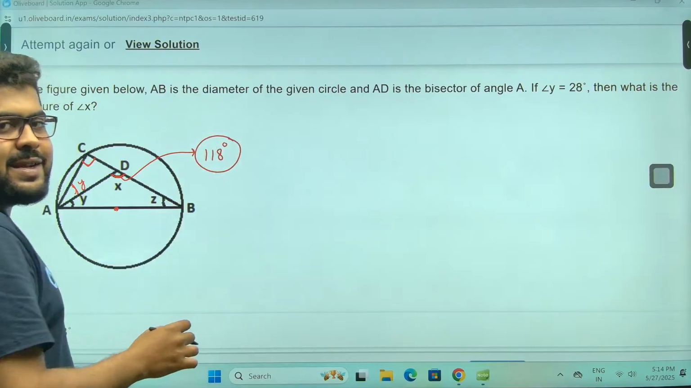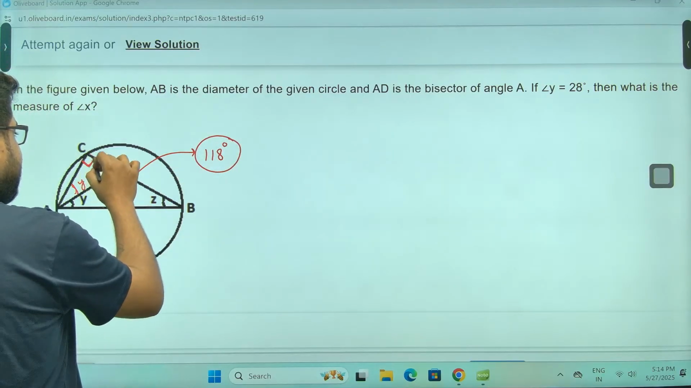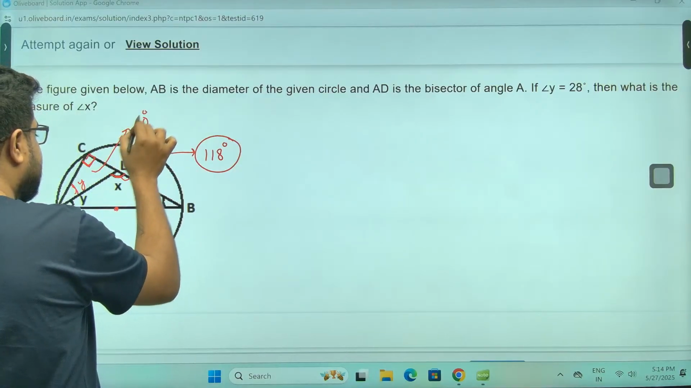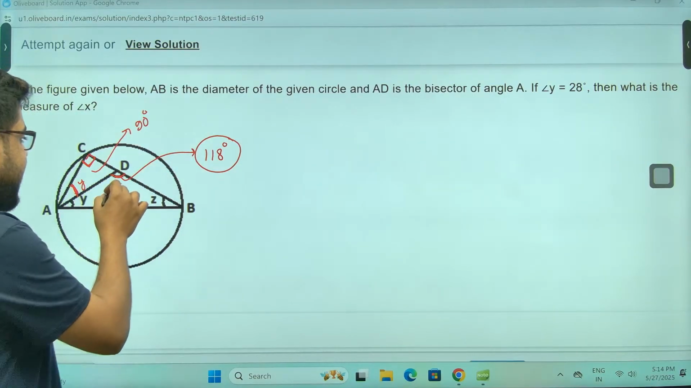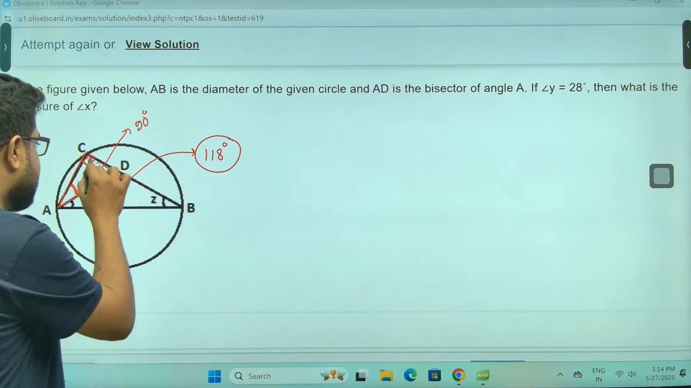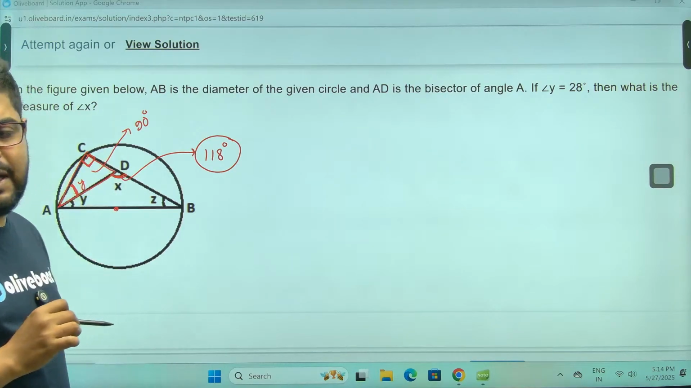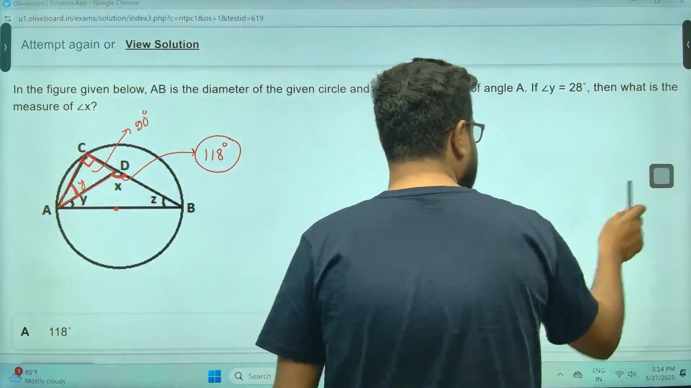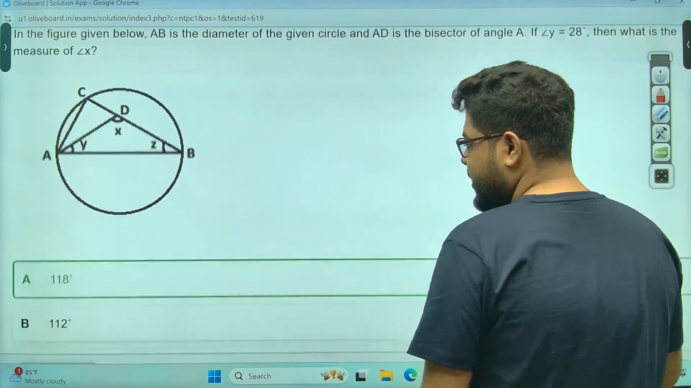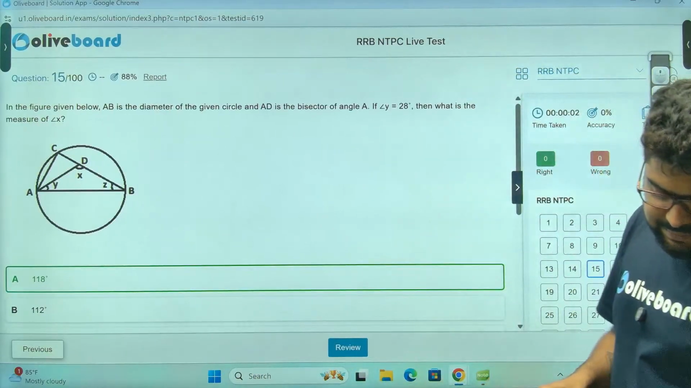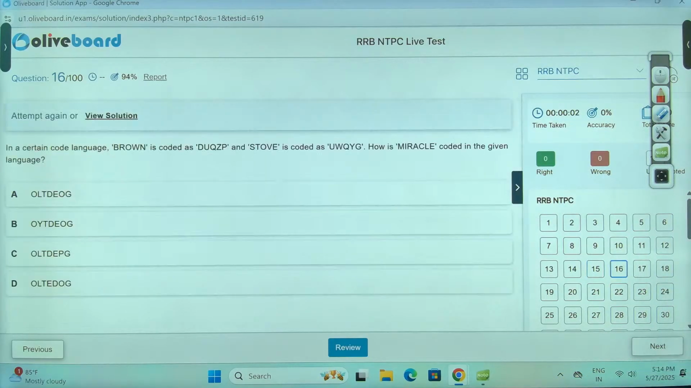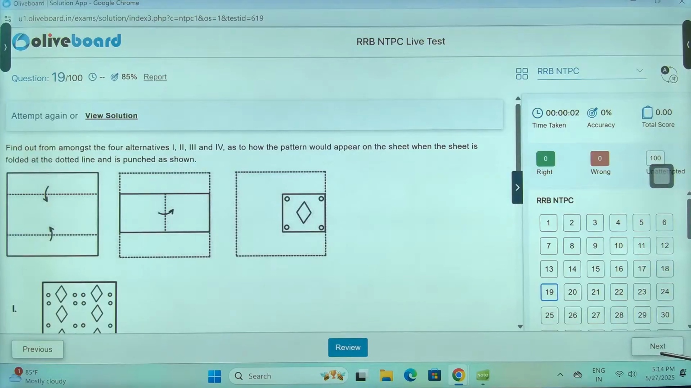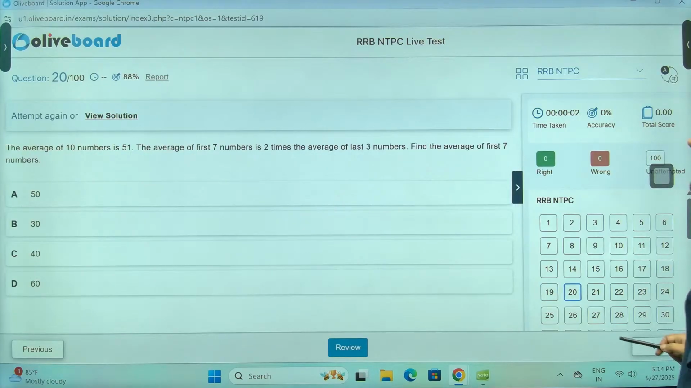Now why? Sir, this is diameter, means this is a semicircular angle that is always 90 degrees, sir. This angle is given as 28. This is the external angle of this triangle, sir. External angle is always equal to the sum of opposite two internal angles. So 90 plus 28 is the answer. Option 1 itself is the answer, sir. Clear, everyone? Moving on. If you do not understand anything, please feel free to ask.